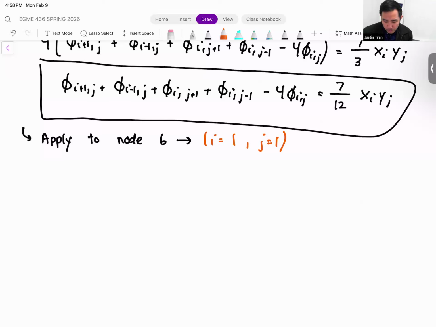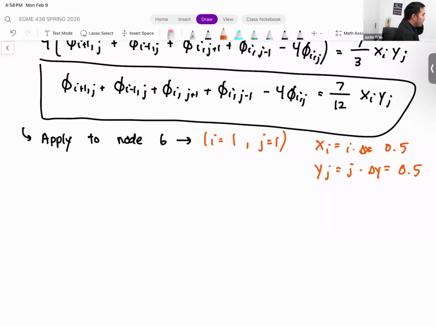And then we can also use this to compute the physical coordinates as well. So xi, remember, is I multiplied by delta x. We know delta x is 0.5, so that means xi is going to be 0.5. And then yj is going to be j multiplied by the grid spacing in the y direction, which is also 0.5. And so if j is equal to 1, that means our y coordinate is going to be 0.5.